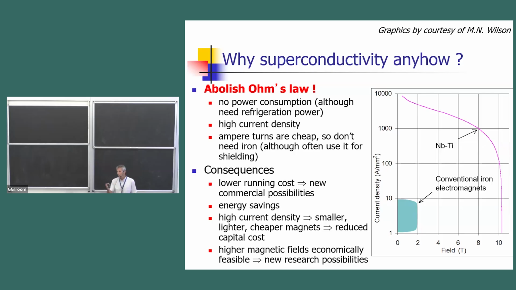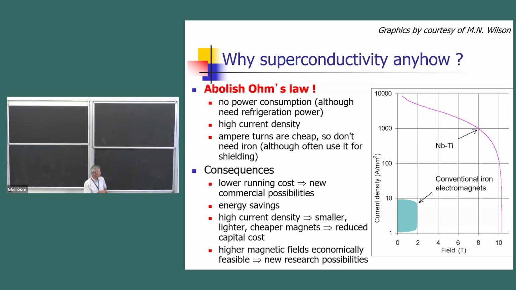And as you know, I guess, from the physics you've had, if you flow a current in loops, then you generate a field. If you can flow a lot of current, you can generate a lot of field. The consequence is that you have lower running costs with respect to an electromagnet that has resistive losses, electrical consumption, energy savings. You can have high current density, very important, especially for the future, so that you make your devices much smaller, and you have higher magnetic fields accessible.